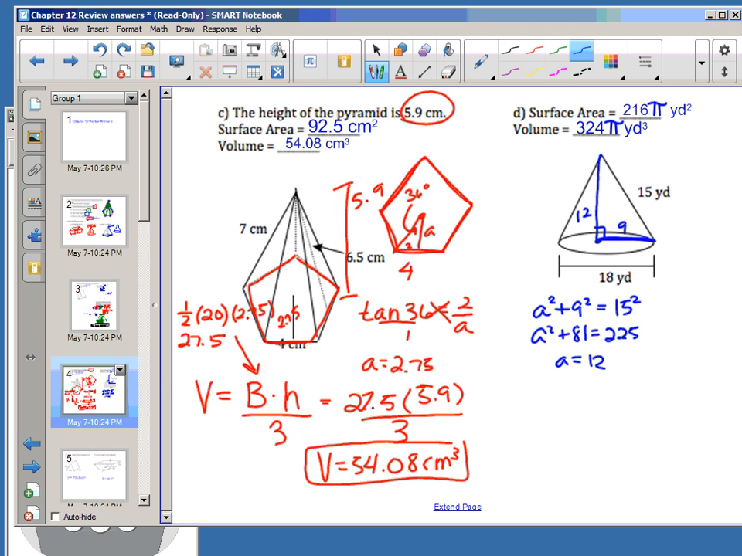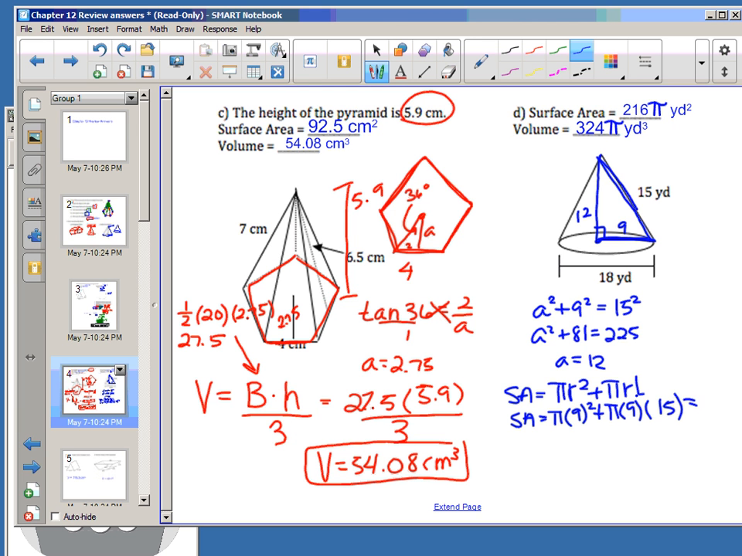Right, now surface area for a cone is actually pretty easy. I'm going to give you the formula if you need it. It's pi r squared plus pi r l. So to find the surface area, I just do pi times my radius 9 squared plus pi times my radius times L. L stands for my lateral, which is that slanted part, which is 15.